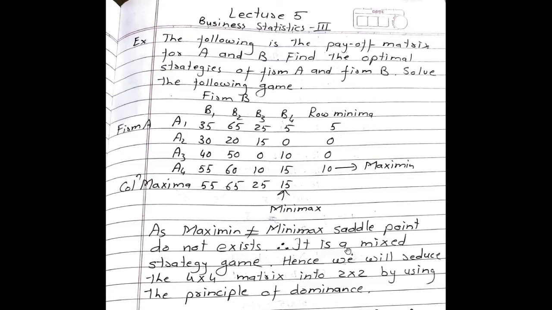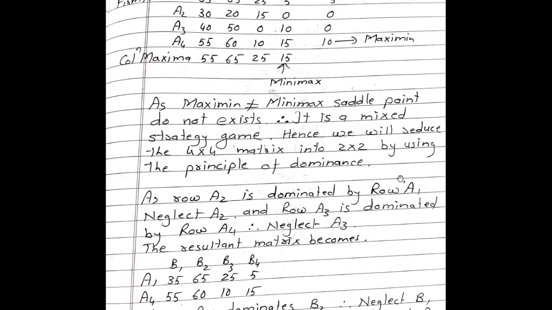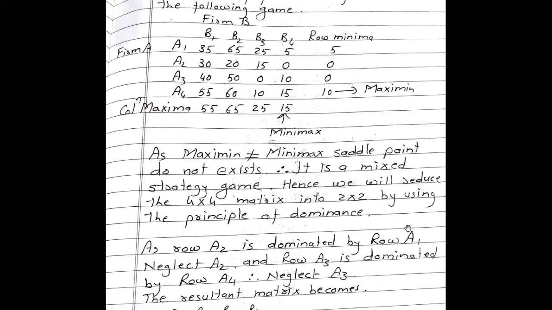Therefore, it is a mixed strategy game. Hence, we will reduce the 4x4 matrix into 2x2 by using the principle of dominance. Now see row A2 and row A1. 30 is less than 35, 20 is less than 65, 15 is less than 25, 0 is less than 5. Therefore, row A2 is dominated by row A1. So we will neglect A2.